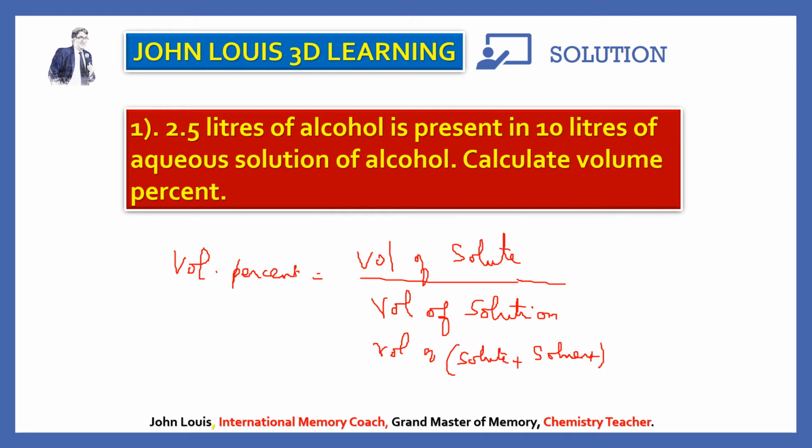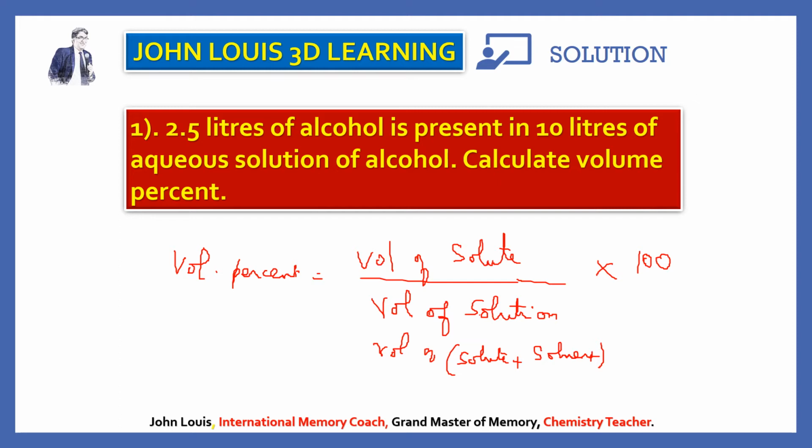So we have to be very careful here whether we are taking the volume of solution or volume of solvent. Suppose the volume of solvent is given, we have to sum up with the volume of solute and then take it in the denominator, into 100. So what is the formula? Volume percent is equal to volume of solute divided by volume of solution into 100.